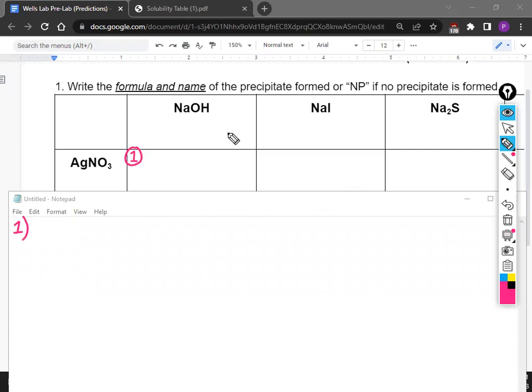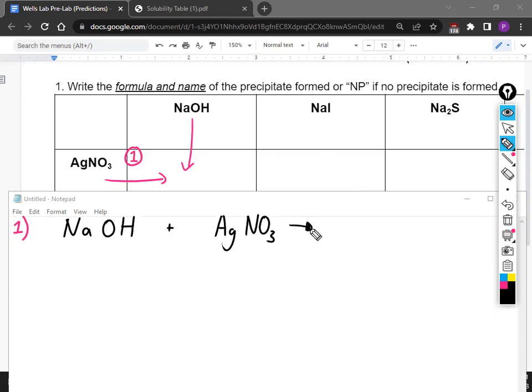Okay. All right. So in box number 1, what we're going to be doing is writing the reaction for these 2 compounds. So we're going to be combining NaOH. We're going to write our equation NaOH, and we're going to be combining that with AgNO3. Okay. So basically the same thing that we've been doing, nothing really new. You guys can probably already tell how we're going to solve this problem.